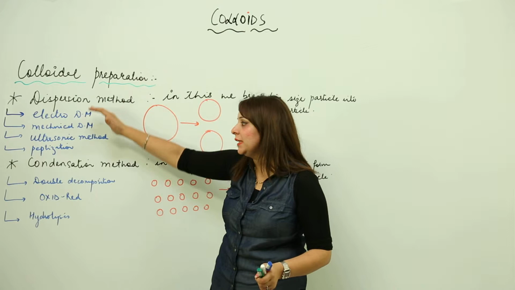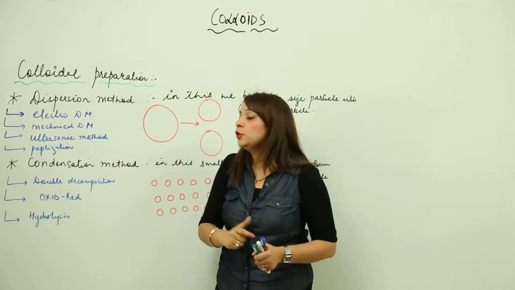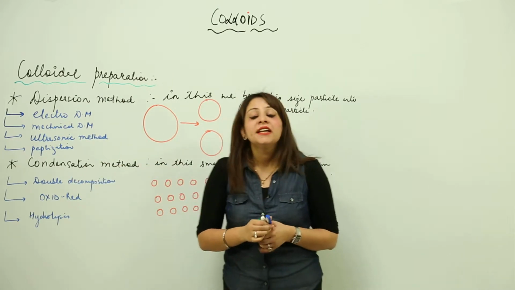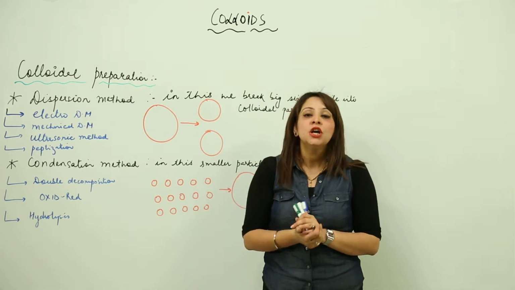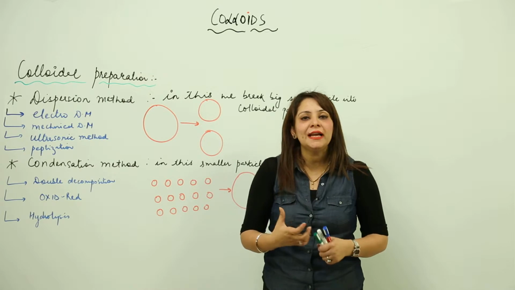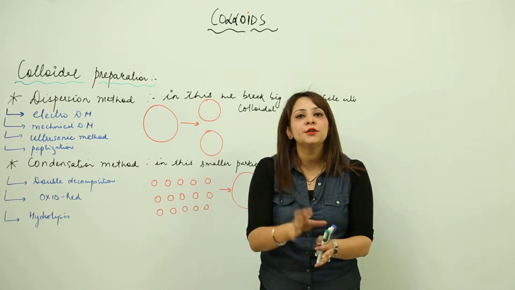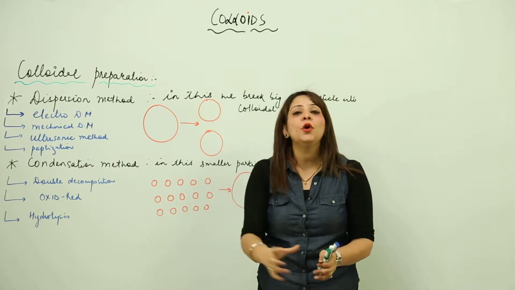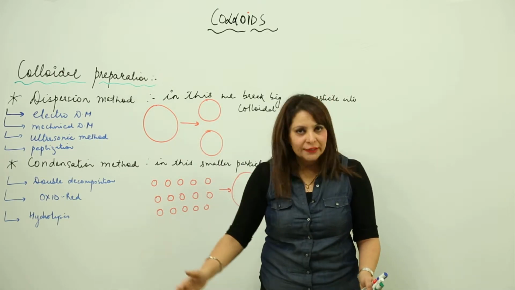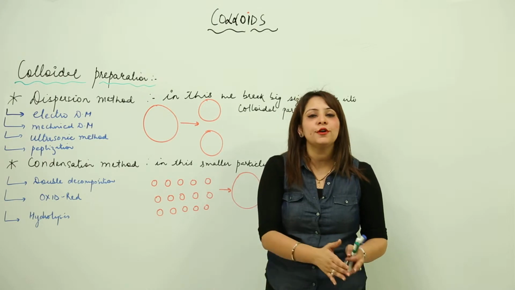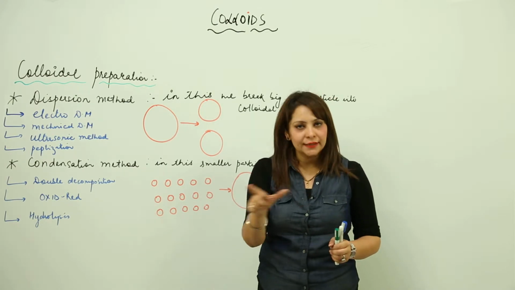One is dispersion, the other is condensation. So what do we do in the dispersion method? Here we have a particle whose size is more than 1000 nanometer. In that case, we will break that particle into smaller particles, and those smaller particles will lie in the given range, that is 1 nanometer to 1000 nanometer. As you all know, the diameter of colloidal particles lies within this range, right?